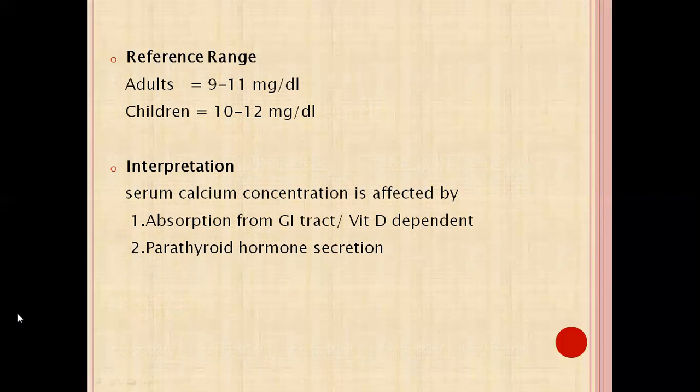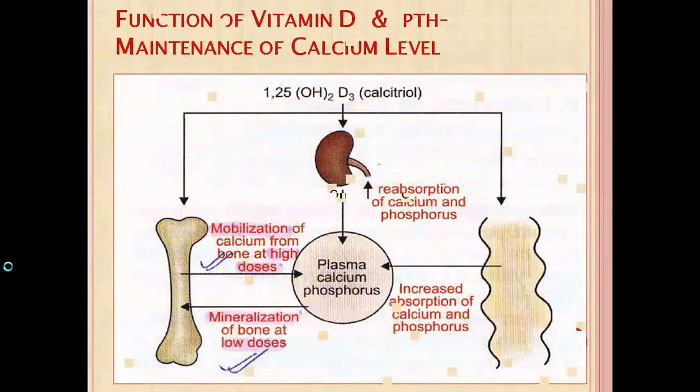Now interpretation: serum calcium concentration is affected by which factors? Absorption from the GI tract, which is also vitamin D dependent, and parathyroid hormone secretion. Okay, these are the two main important factors for the maintenance of serum calcium concentration. Let us see that. This is the active form of vitamin D, that is calcitriol, 1,25-dihydroxycholecalciferol, that is activated in the kidney, and its action is the maintenance of plasma calcium concentration.